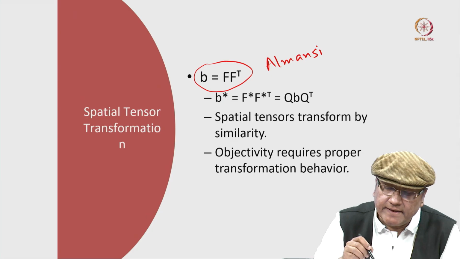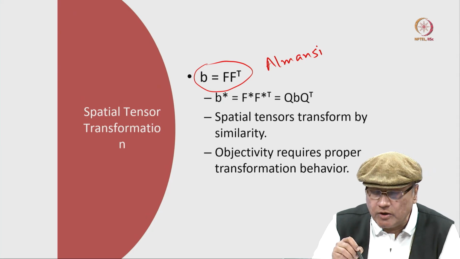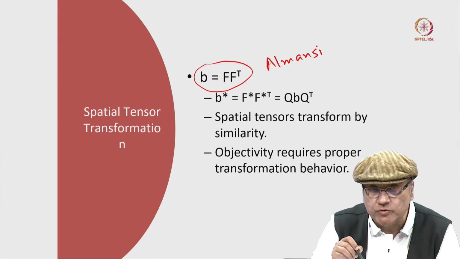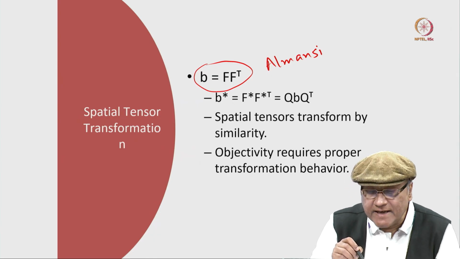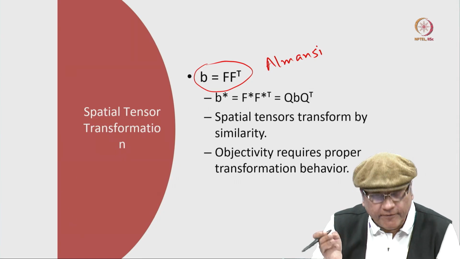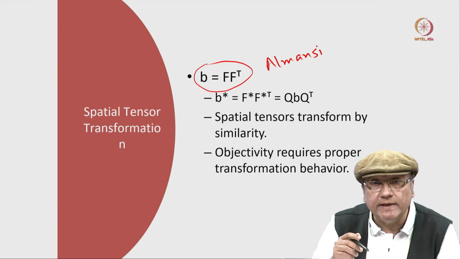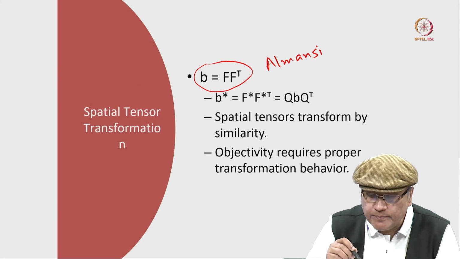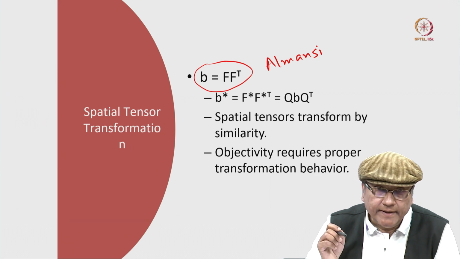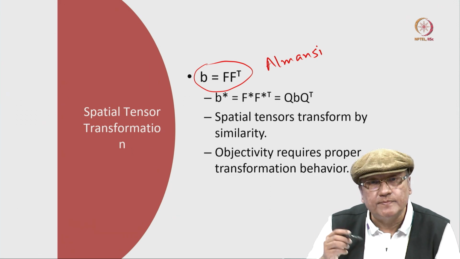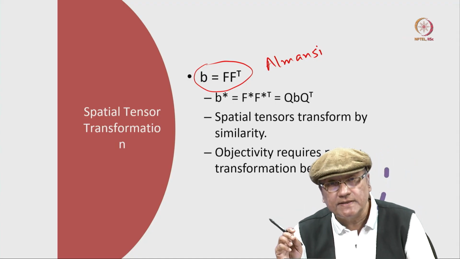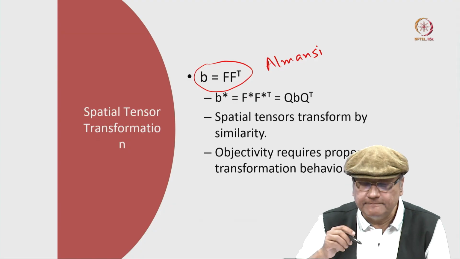So, you can understand that B is a purely spatial tensor because F transpose takes a spatial vector and converts it into a material vector. That material vector is input to F, which produces a spatial vector. So basically, we are inputting a spatial vector for B and getting back a spatial vector. So it's another measure of strain, but it is a spatial strain measure, right.